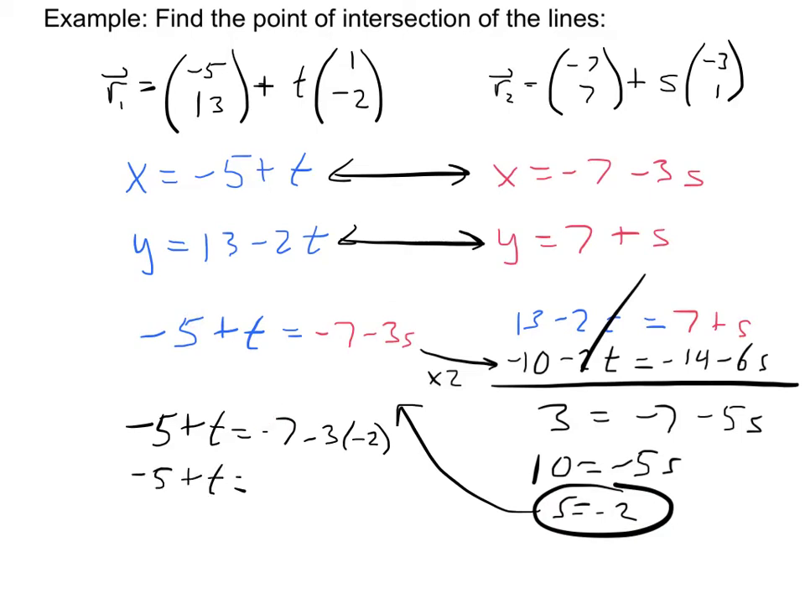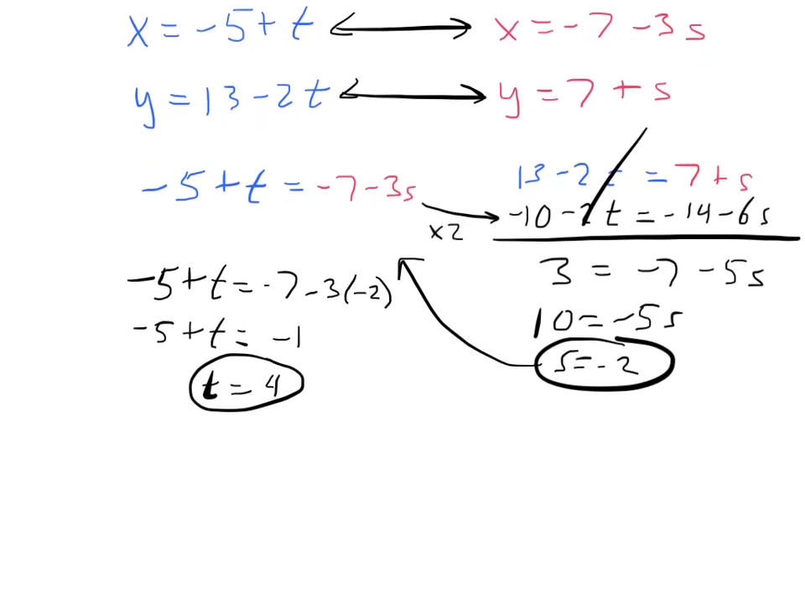-5 plus t equals, let's see here, -7 plus 6, that's -1, so t equals 4. So that's the time of intersection for the other line, right? So now we found our times of intersection. How do we actually find the point of intersection? We take this time and plug it into this parametric equation.